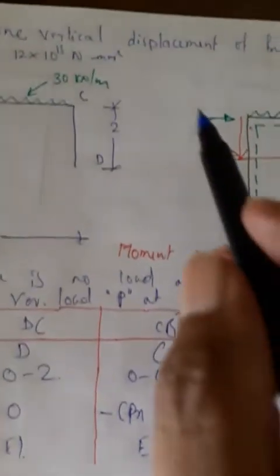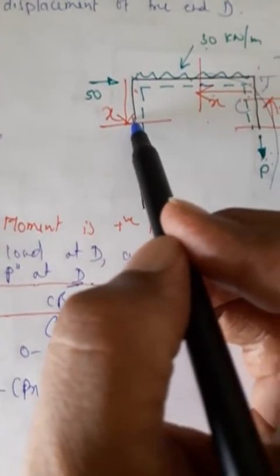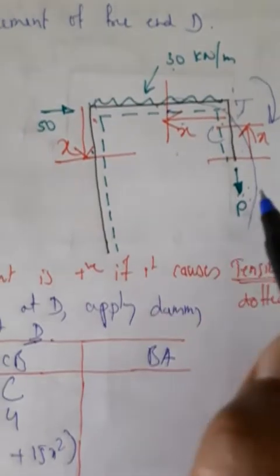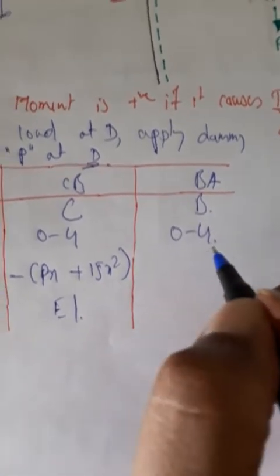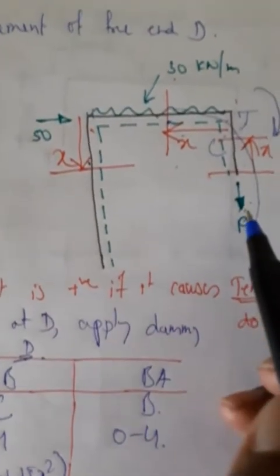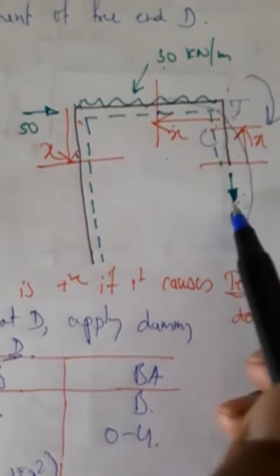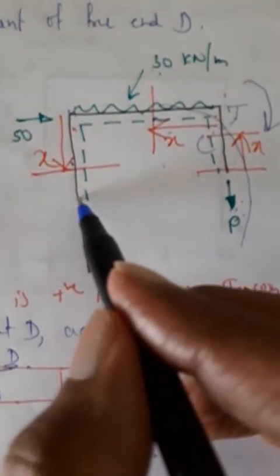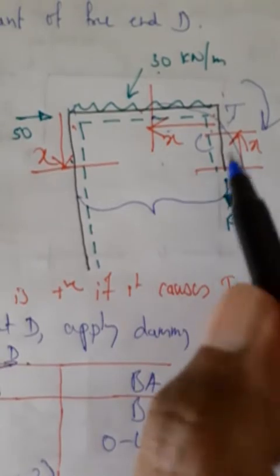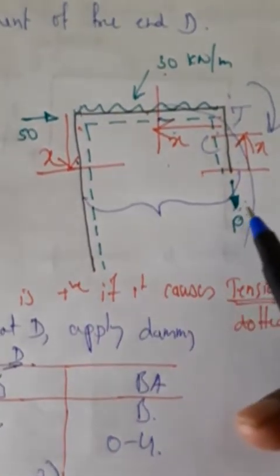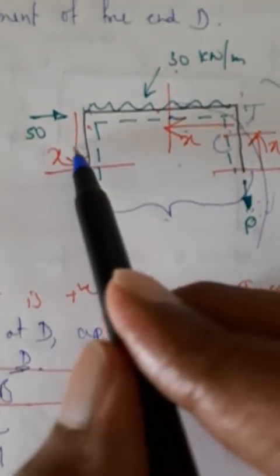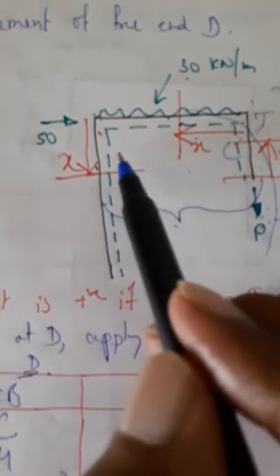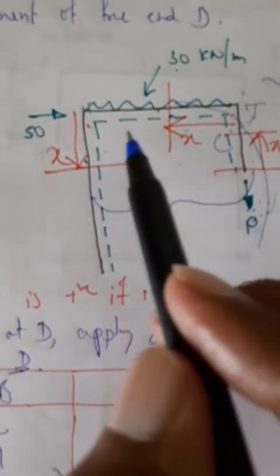Now come to portion BA at this section. Here at this section two loads are there, P and 30. So first let me complete this. Origin is B, limits are 0 to 4. Now this load P is acting here and perpendicular distance is this much, 4 meters. So 4 into P. This is going to act like this, so it causes tension outside, compression inside. So I am going to make it negative.